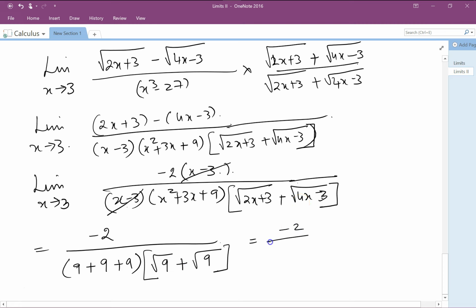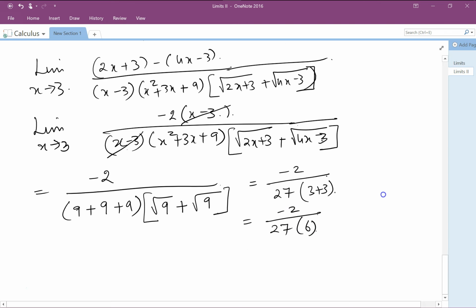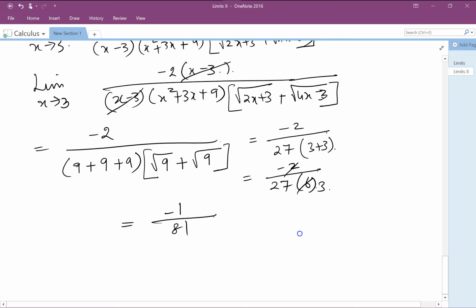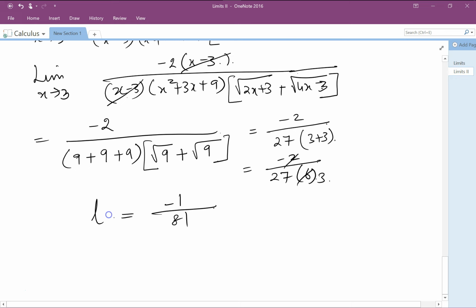So now minus 2 by 9 plus 9 plus 9 is 27. This becomes 3 plus 3. So minus 2 by 27 times 6. Or let's simplify it a little bit, 2 3s. So we end up with minus 1 by 81. So that is the limit.